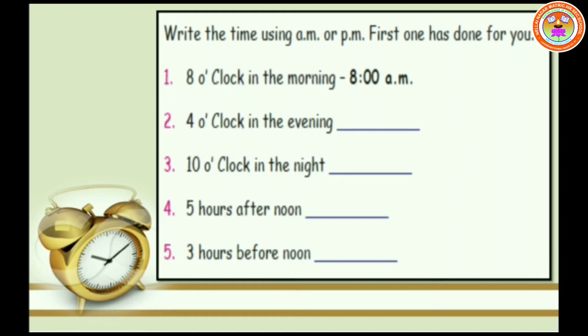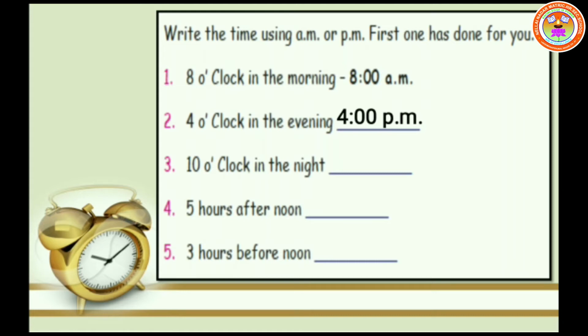Write the time using AM or PM. First, one has been done for you. Students, look at the first one. 8 o'clock in the morning. That is 8 AM. Second one, 4 o'clock in the evening. That is 4 PM. Third one, 10 o'clock in the night.